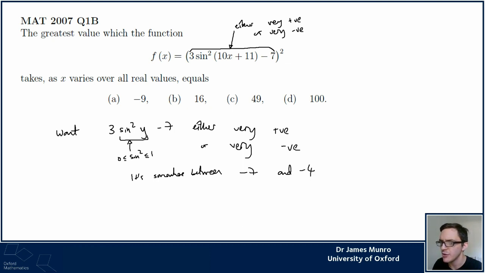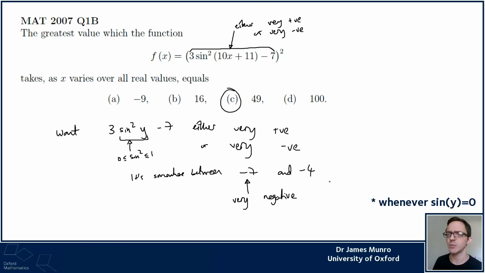Okay, so it turns out we can't actually make this expression very positive at all. We can't ever make it positive, but we can make it very negative. We can make it -7, and then when I square it, I get 49, which is option C. I don't think I can make it any bigger, and it takes that value whenever y is 0, which is, for example, x is -11/10 or something. So the answer is C.